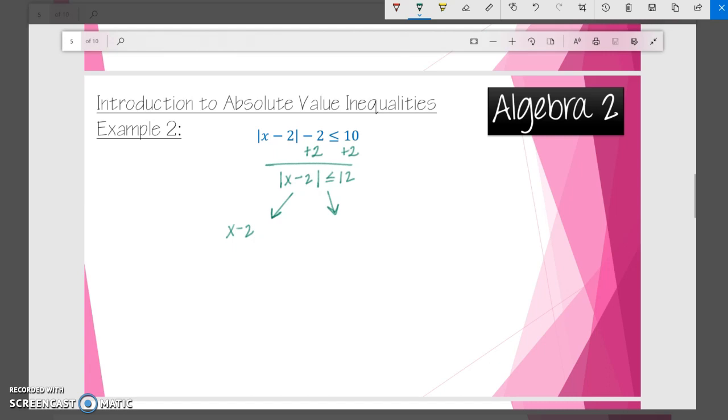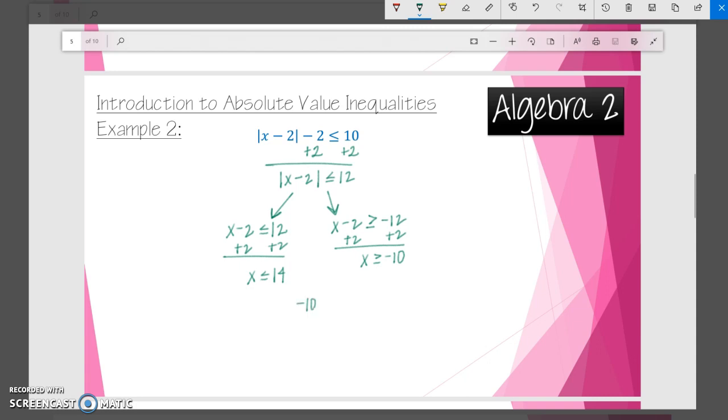I'll have x minus 2 is less than or equal to positive 12, and x minus 2 is greater than or equal to negative 12. So I'm flipping that sign. Then I'm just solving from there. I'll add 2 to both sides here and have x is less than or equal to 14. Over here, I'll add 2 to both sides, and I'll have x is greater than or equal to negative 10. Now notice I can be both less than or equal to 14 and greater than or equal to negative 10.